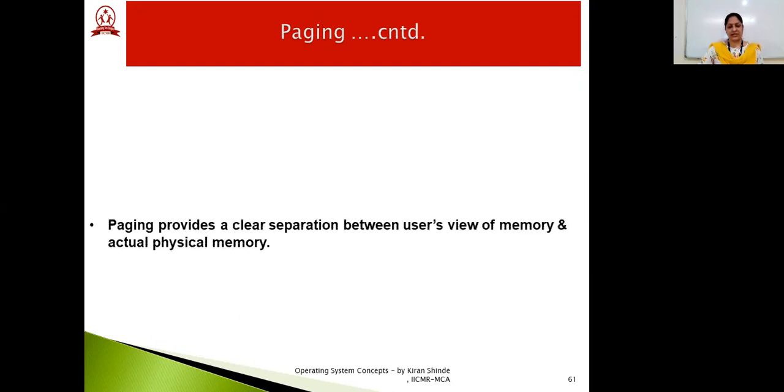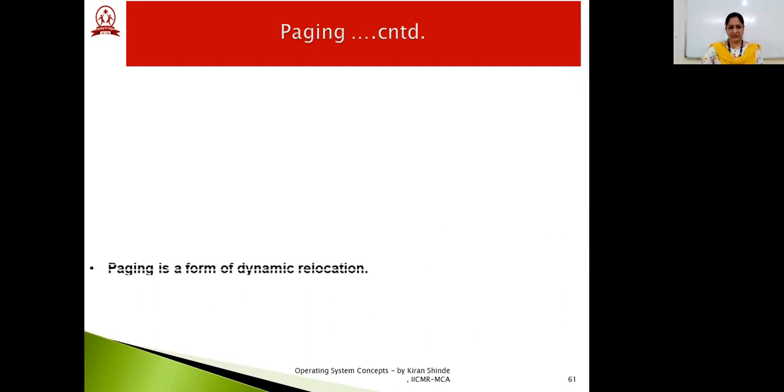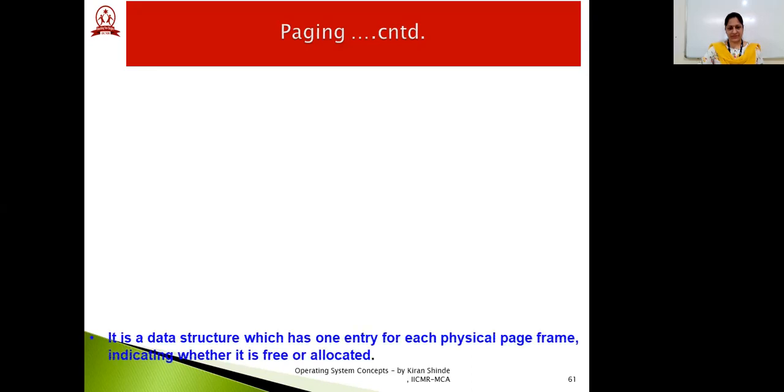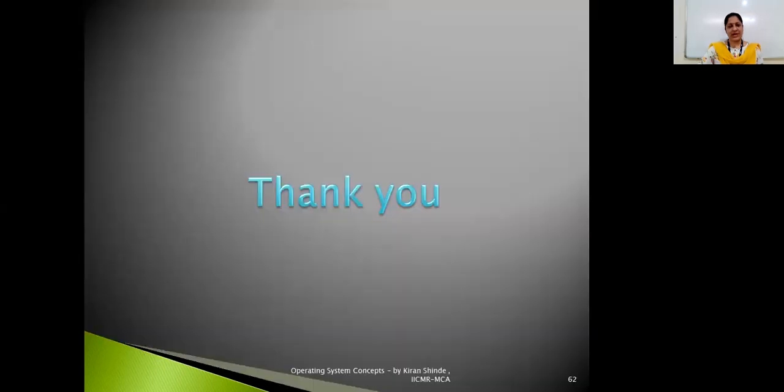So paging provides a clear separation between the user's view of memory and actual physical memory, which we saw. And it is a form of dynamic relocation. And of course, it makes use of the page table and frame table in order to map the logical address to the physical address. So students, I hope you must have understood the non-contiguous and very, very efficient memory allocation technique, that's paging.